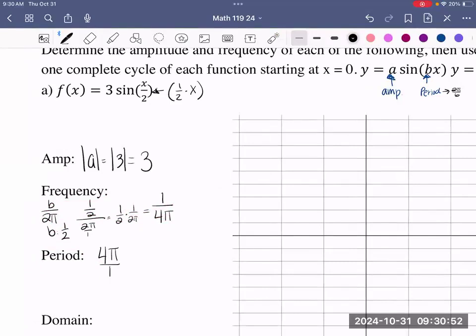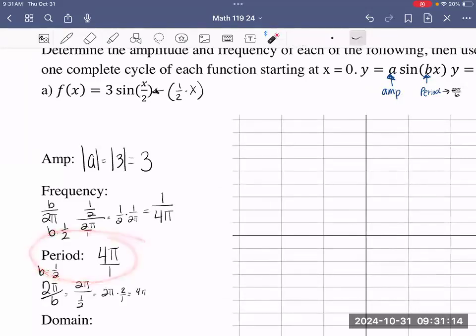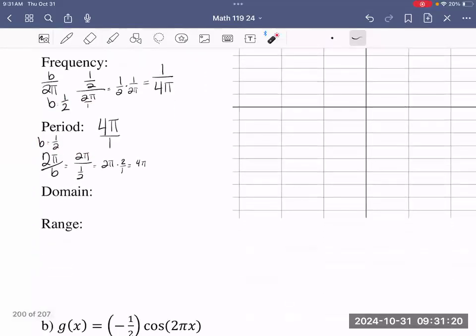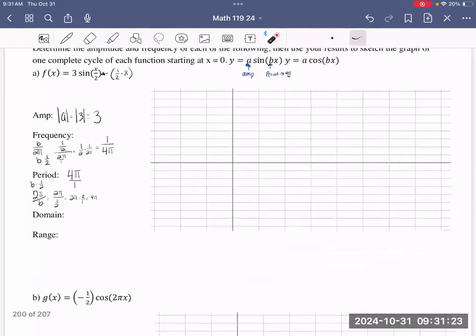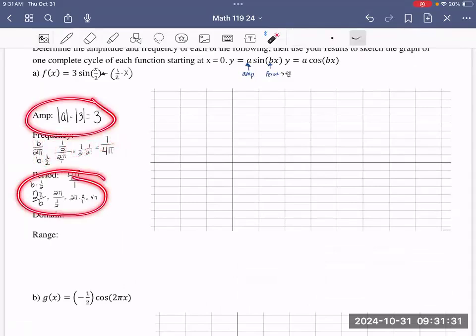So your period, we have B is 1/2. So if we have 2 pi over B, it is 2 pi over 1/2. So 2 pi times 2 over 1, which is 4 pi. So it is going to take us a full 4 pi to then complete your unit circle. Domain and range will hold off for a moment. So let's take a look. And again, we're not going to do much with this frequency. Instead, we're going to work with your period and your amplitude here.